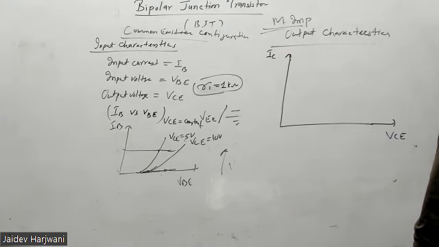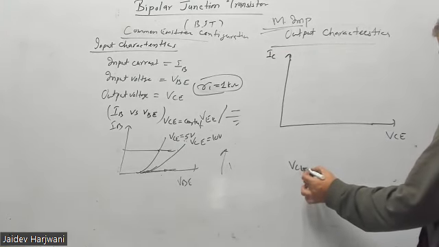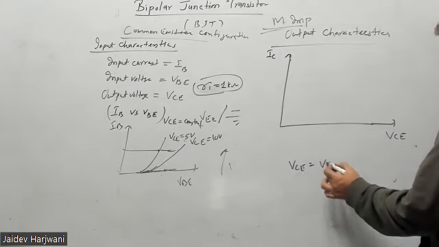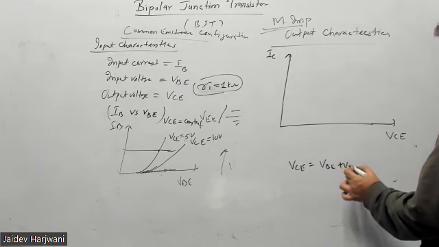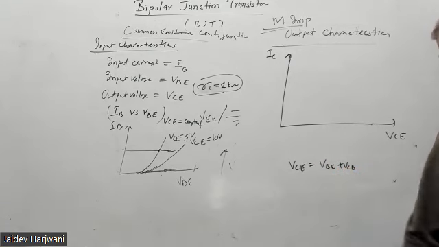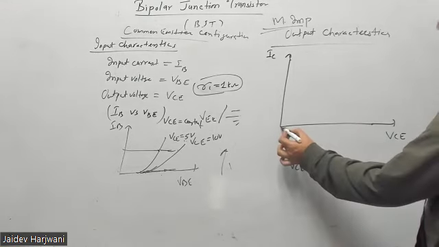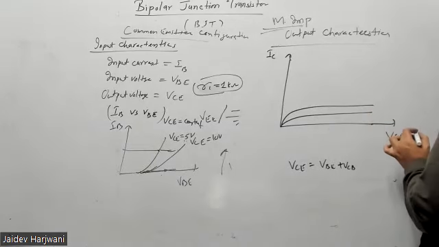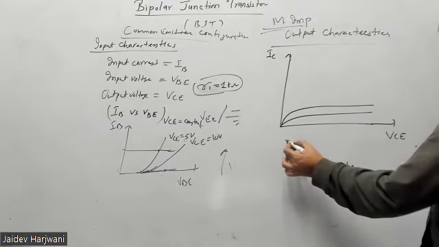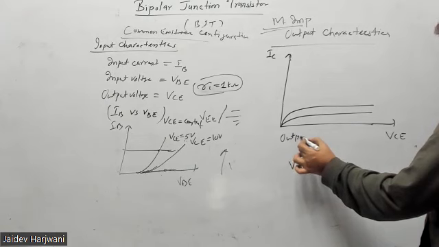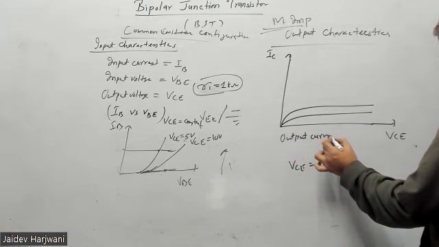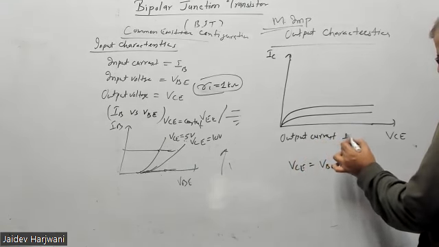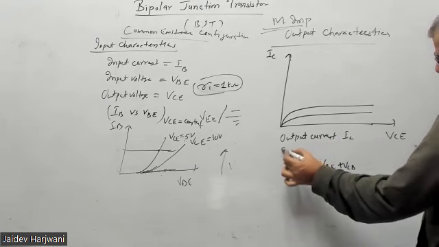So if VC is 0, that means what? Your VB plus VCB, everything becomes 0. Okay. So now the curve will start from like this. Output characteristics means keeping input current constant. Input current is, that means, so this output current is IC. Output current is IC. Output voltage is VC.